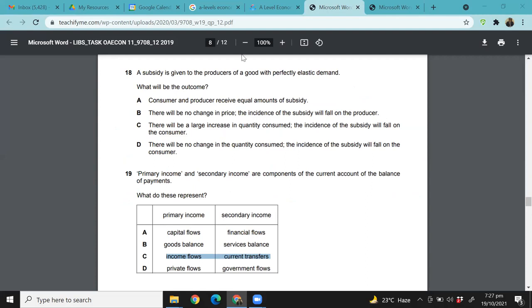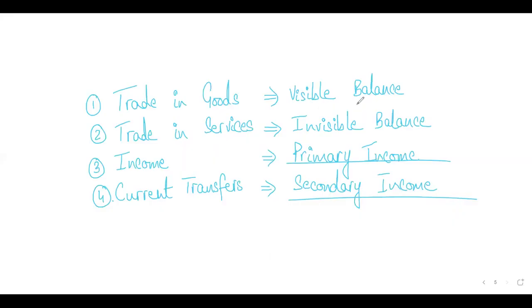So basically think about this. What is the difference between primary and secondary? It's just a name given to it. Primary means something that is more important, and secondary means something that is not very important. So what is a bigger chunk? The names come from the fact that income is a bigger amount. In Pakistan's case, yes, there might be more remittance coming in, but generally for most countries, income is a bigger component. Why? Because it shows the income that you're earning on foreign held assets.